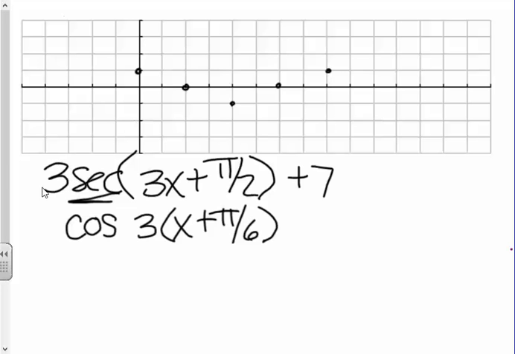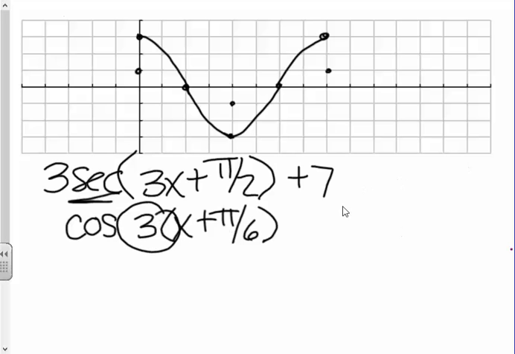We've got an amplitude of 3, so my high points and my low points are going to be 3 and negative 3 respectively. I'm not going to do the plus 7. I trust that you guys can do the plus 7. All right, so here's my cosine with just the amplitude, not with the vertical shift. I'm not going to do the vertical shift with you guys.